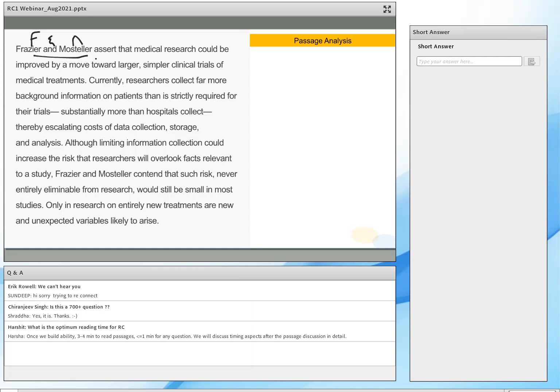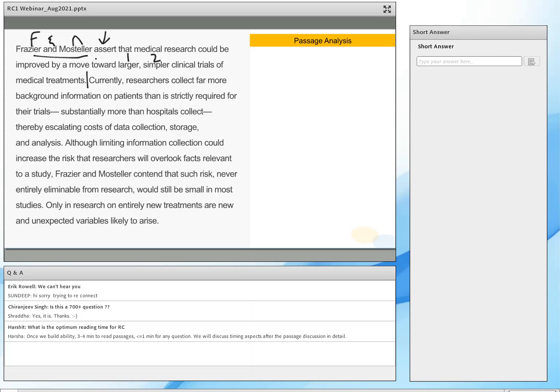And what struck me in the very beginning of this sentence is the word assert. The author does not use that they suggest or they propose or they say or they put forward. The word is assert, which means that there's a lot of emphasis or a lot of conviction in which they present something. All right. And when we move on in the sentence, we see that F and M's suggestion is two-pronged. They ask to make the clinical trials larger, and then they also say let's make them simpler. And that's where I stop after reading my first sentence in the passage.